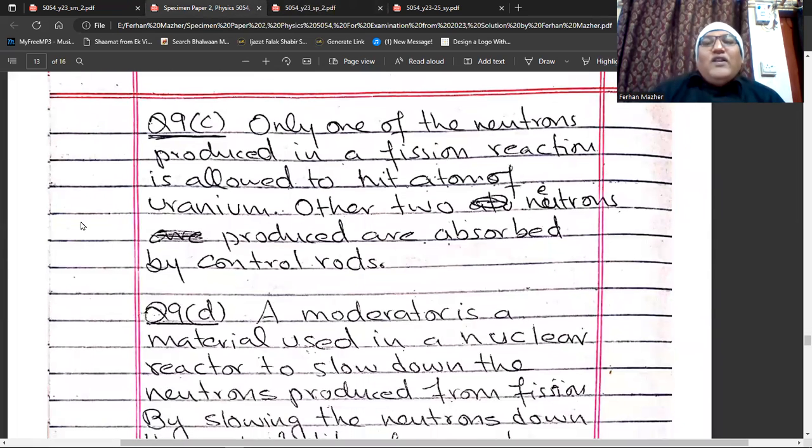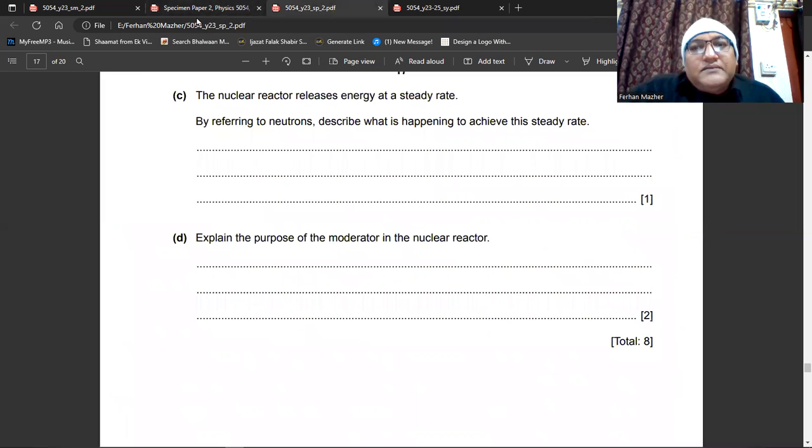Only one of the neutrons produced in a fission reaction is allowed to hit an atom of uranium. The other two neutrons produced are absorbed by the control rods. I told you to explain the purpose of the moderator in the nuclear reactor, and I told you its function also. The three neutrons are produced, and we let only one of them do the fission. The rest of them are stopped or slowed down.